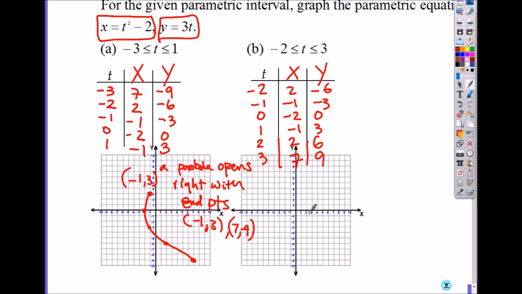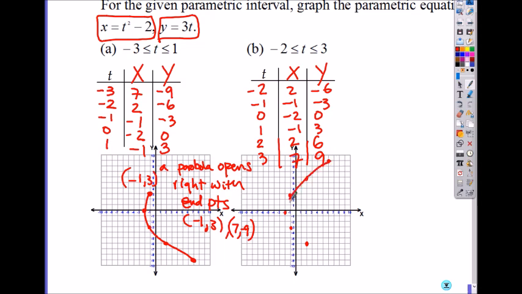So it's 2, -6, your starting point; -1, -3; -2, 0; -1, 3; 2, 6; 7, 9. And less than or equal to, meaning we are including those 2 endpoints.